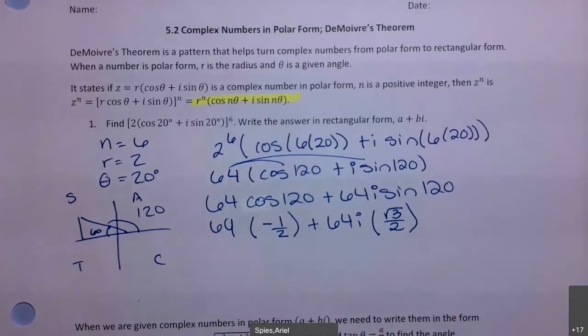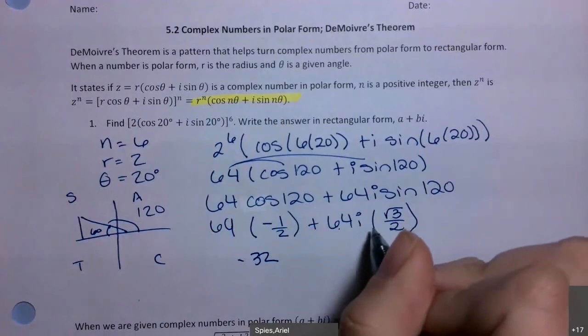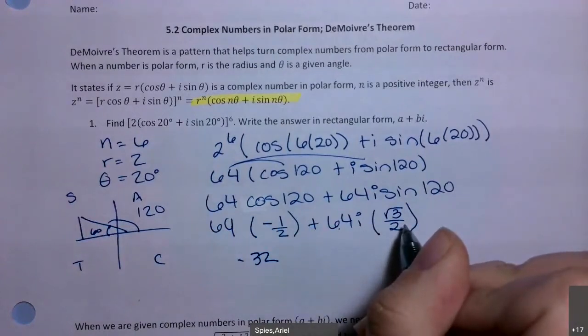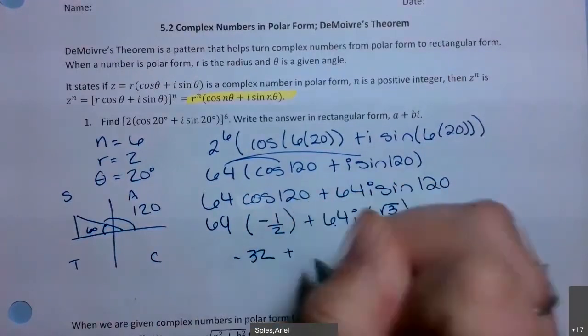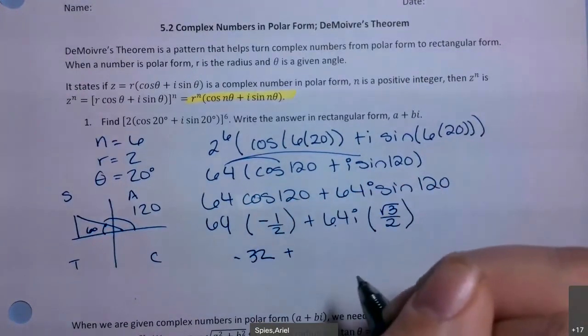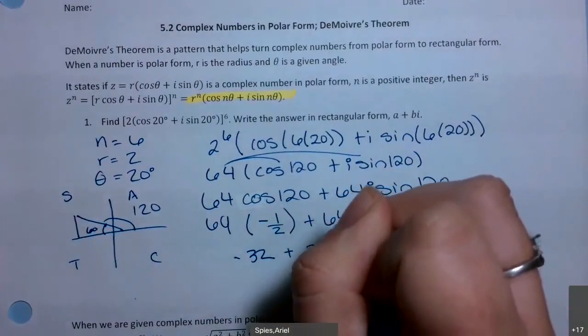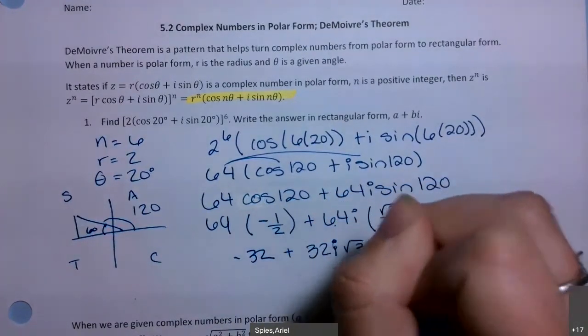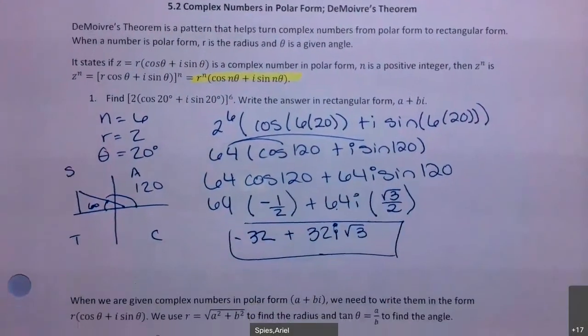Then I just want to go ahead and simplify my expression. So I have 64 times -1/2, which gets me -32. And then I have 64i times square root of 3 over 2. So I can take the 64 and divide by the 2 to get 32. I still have that i, and I still have that square root of 3. So this is my final answer.